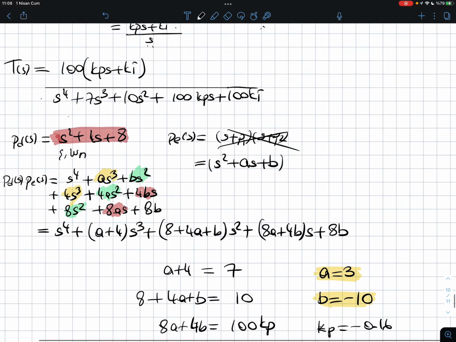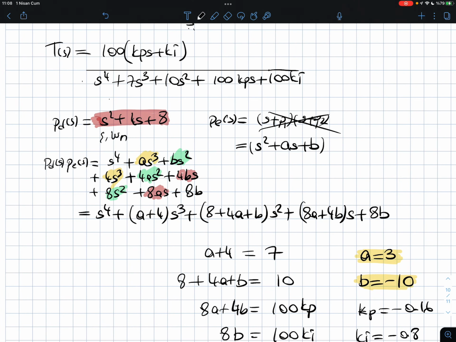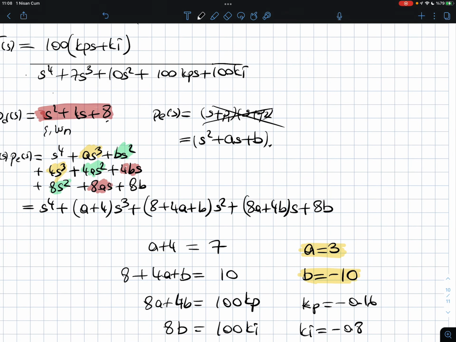Now, even if I solve this set of equations and come up with KP and KI, I know from the beginning that they will have the roots of PDS and PES. So it is sufficient to check if S squared plus AS plus B is stable. And I can do this by looking at the coefficients. If it's a higher order polynomial, I might go ahead and check the Routh table. But for second order polynomials, it's really easy to see.